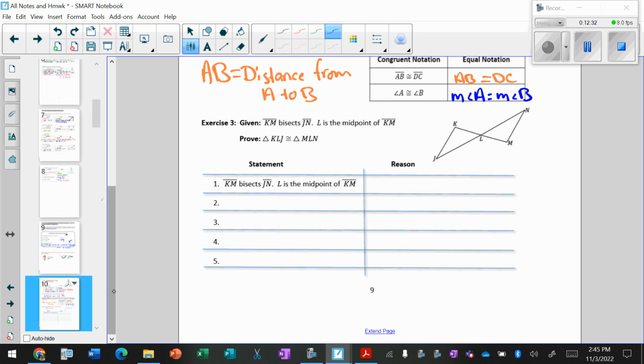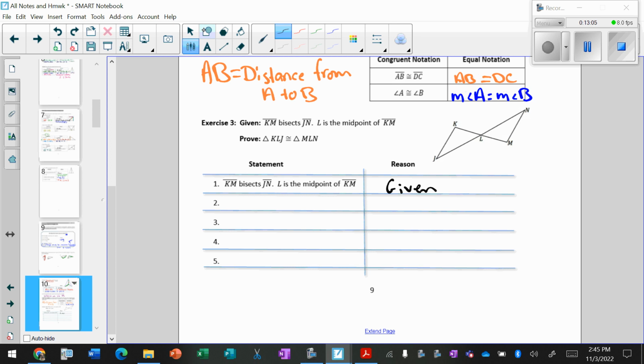All right, now that that's taken care of, let's do another proof. We are given that KM bisects JN and L is the midpoint of KM. That is given information, but as given information, it doesn't actually give me any congruent parts that I can mark in my diagram. Yes, I know what bisect means. Yes, I know what midpoint means. I know where that's going to lead us, but we don't have individual parts written down yet. So there's nothing to mark.